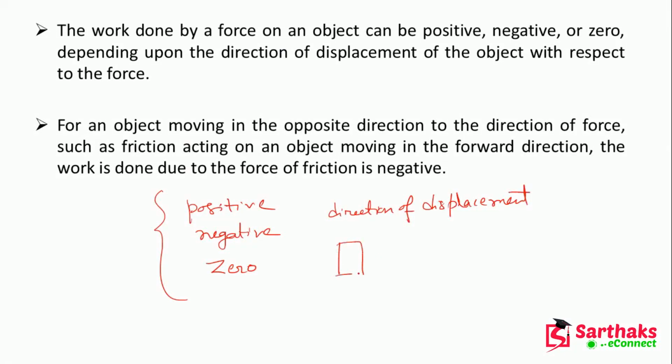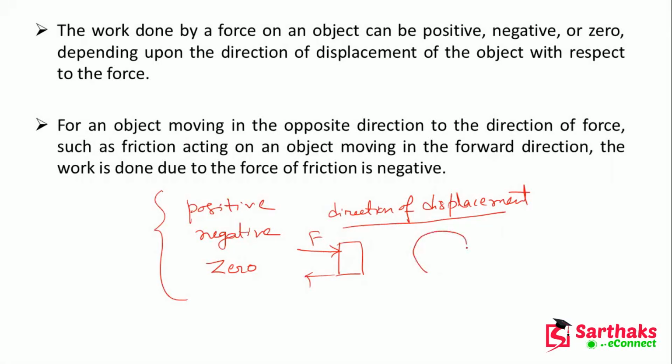Suppose this is an object, I'm applying the force here, but it is moving in this direction. I am just throwing one object upward, after some time it will come to my hand. Several displacement vectors may be there. That means the direction of the displacement vector may be positive, may be negative, may be 0, right?